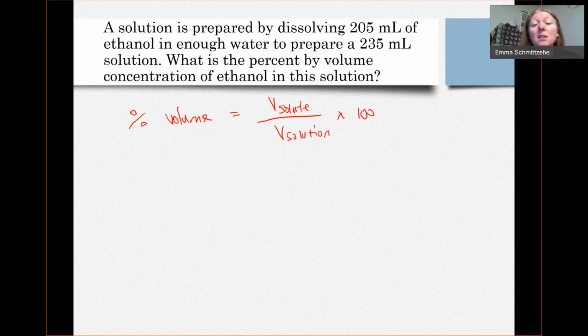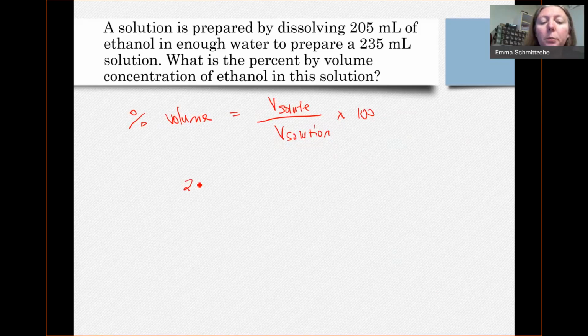So that percent mass from the previous example, we used grams, but you could use milligrams, kilograms. It doesn't matter as long as the mass on the top and bottom have the same unit. And so same here, the volumes, we can do it in milliliters, liters, whatever volume unit we want, as long as the top and bottom are the same, so that unit cancels. And we want to know the percent of ethanol. So ethanol is our solute in this case.